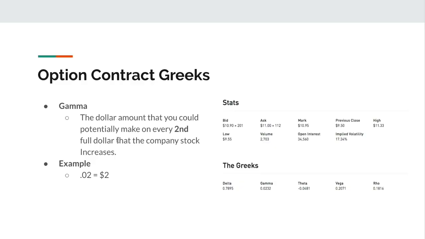Gamma is the dollar amount that you could potentially make on every second full dollar move that the company stock increases. So in this case, gamma is 0.02. Say you bought that Caterpillar stock and it's moved up from 100 to 102. So now what have you made? If it's moved up two whole dollars, and by the way, these are very high deltas and gammas.